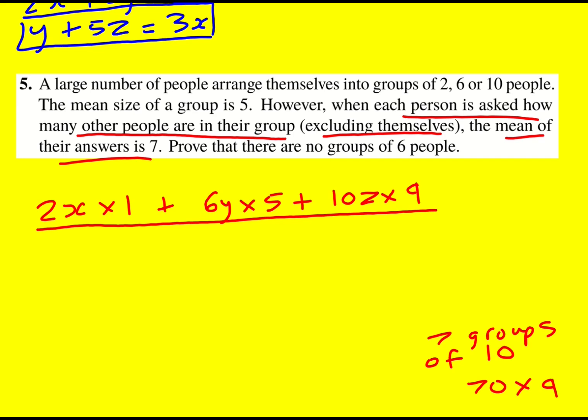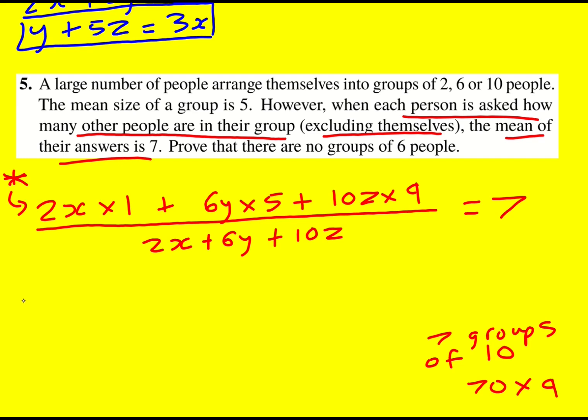Okay, every single person has been asked and they've all given an answer. This time we actually need to divide by the total number of people, which is simply 2X plus 6Y plus 10Z. Not the number of groups, but the number of people, and that is going to equal 7. That is probably the trickiest bit of this question, to get your head around it and write that down.